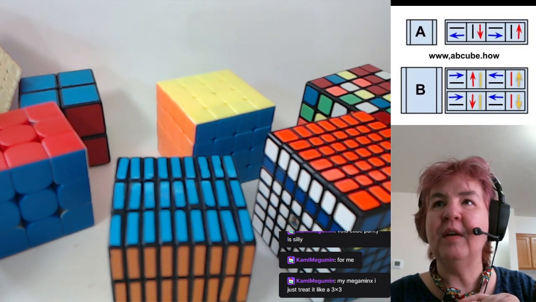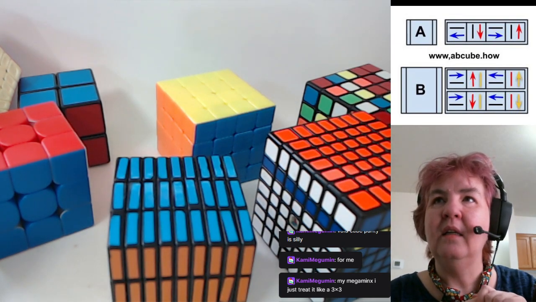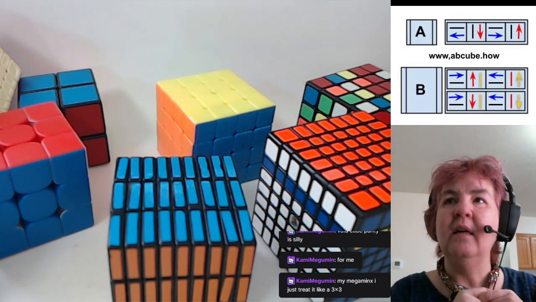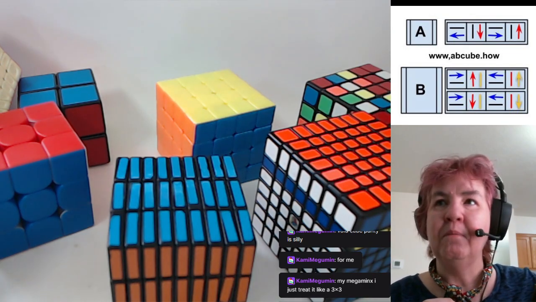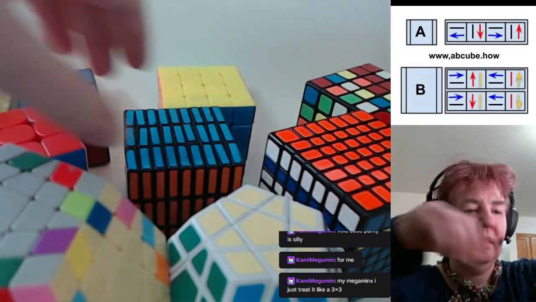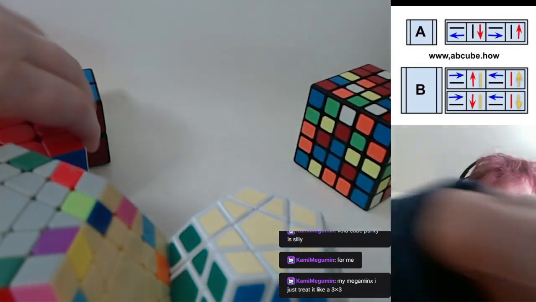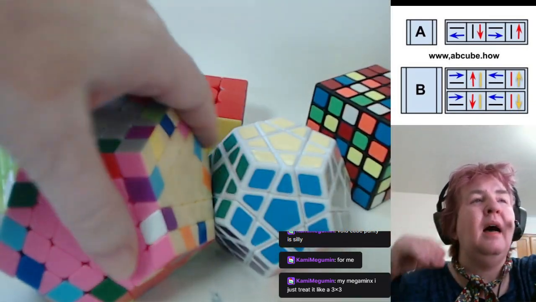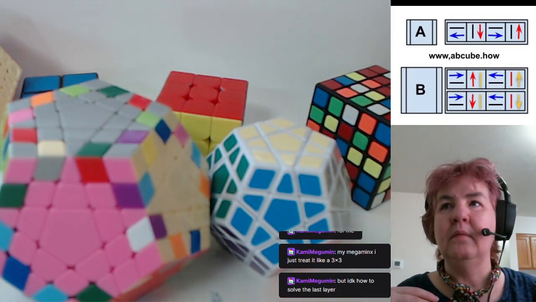Your mega minx you just treat like a 3. Okay. This is the mega. This is the giga. Cluttering up my workspace. So yeah. Okay.